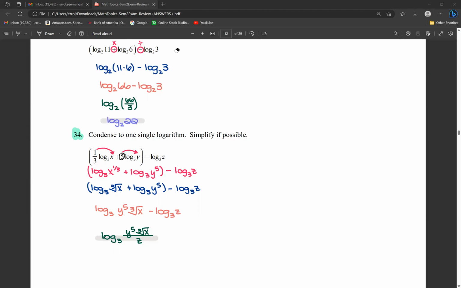And then in the next step, this is an add right here. So now she just multiplied this and this, combining these two into the 1. And then now she has a minus sign right there, so that's why it's division right here. That's 33, 34. 33 and 34 are just log rules.